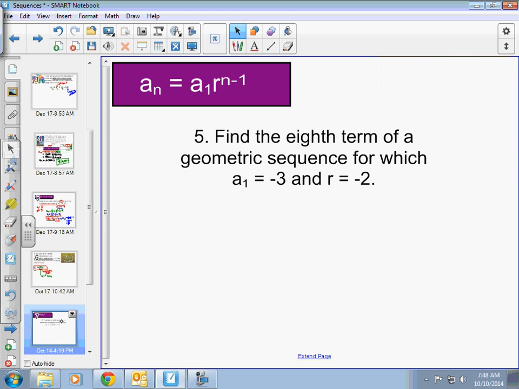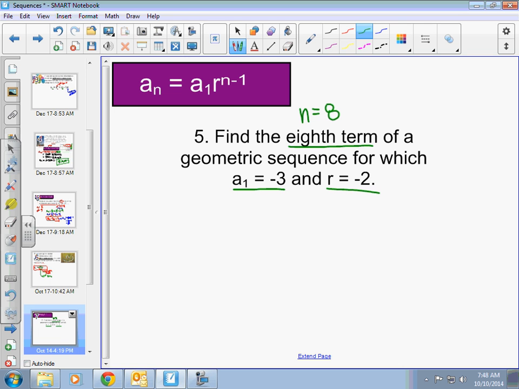So let's look at an example. It says find the 8th term of the geometric sequence for which a sub 1 equals negative 3 and r equals negative 2. I want to find the 8th term. So that means that n is equal to 8, and it says it's geometric, and I know what a sub 1 is and r is. So I plug everything into this equation. So a sub 8, because I find the 8th term, is equal to my first term, negative 3, and then r is negative 2 to the n minus 1. Well, my n is 8, so 8 minus 1.